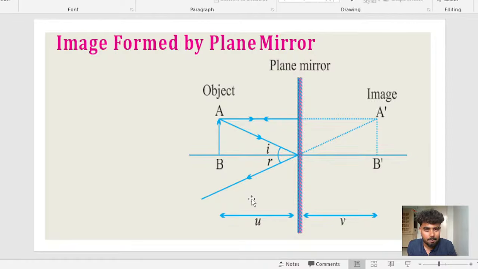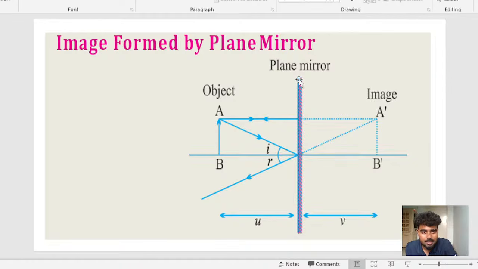One will be plane mirror as usual, which we are using in the bathroom and in other rooms for seeing ourselves. Okay. So what are the types of mirror? Plane mirror. The next one is spherical mirror. Okay. Now we'll go for the image formed by a plane mirror.